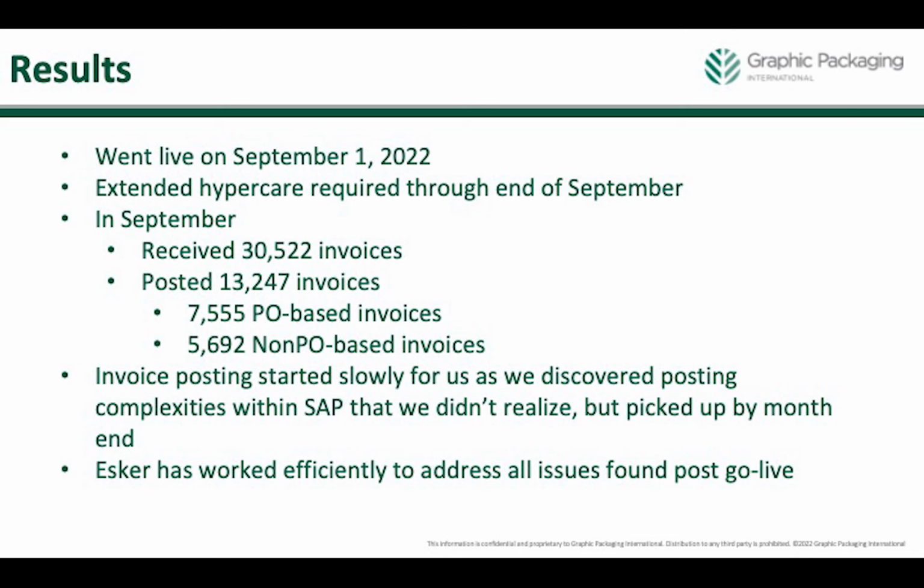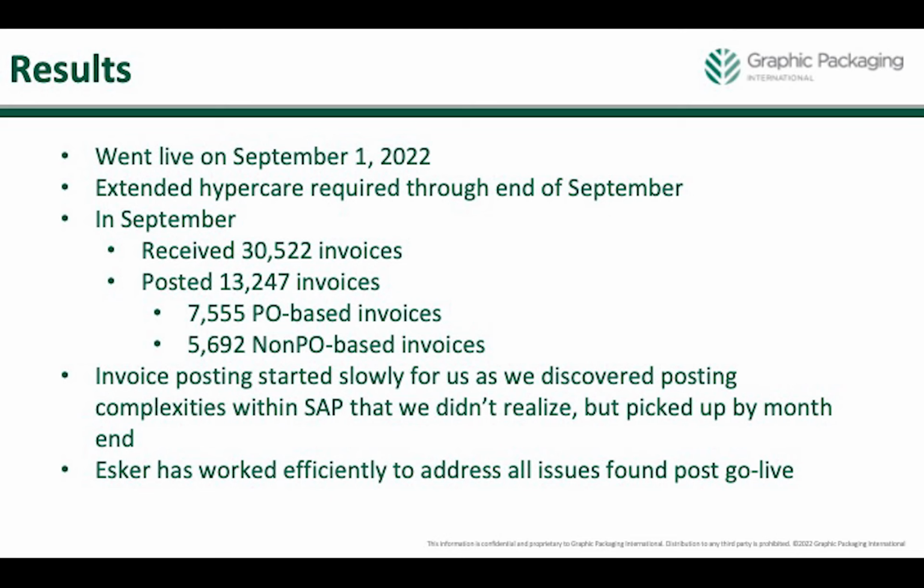So in the month of September, we received 30,522 invoices into Esker. 7,500 of those were PO-based. Right at 5,700 were non-PO-based. And for our non-PO-based invoices, the way we have those set up, about 98% of those auto post after approval, so they never are touched by AP personnel.